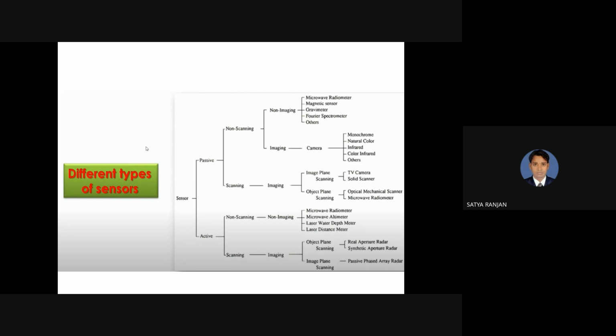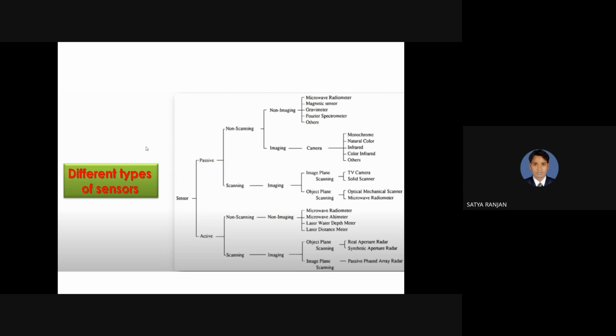It gives the different spectral bands, and different spectral libraries are formed. So this is a non-imaging sensor, like the gravimeter, Fourier spectrometers, and magnetic sensors. Then for non-scanning, one imaging type is the camera: general camera, monochrome, natural color, infrared, and others. So a general camera is imaging but non-scanning.